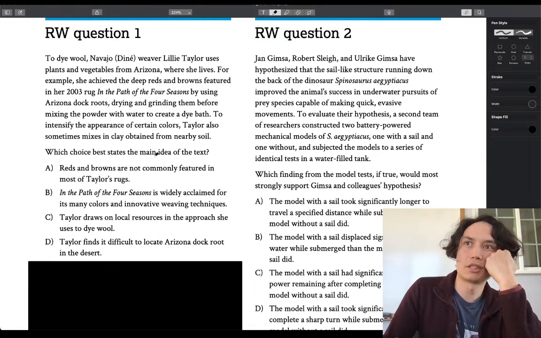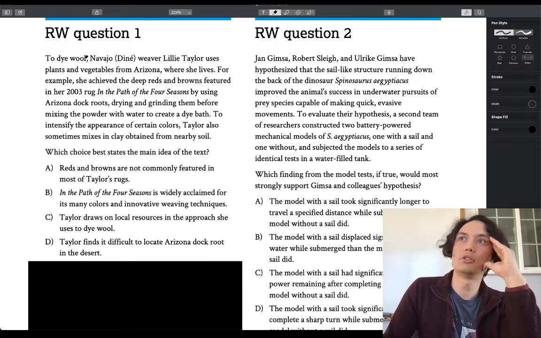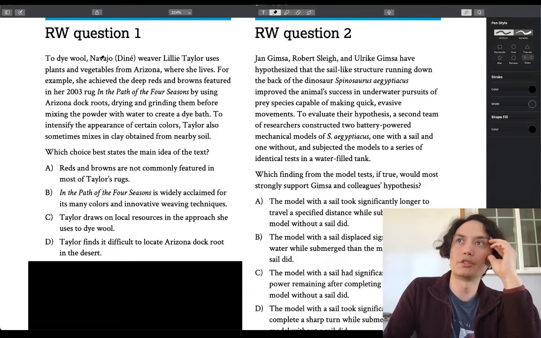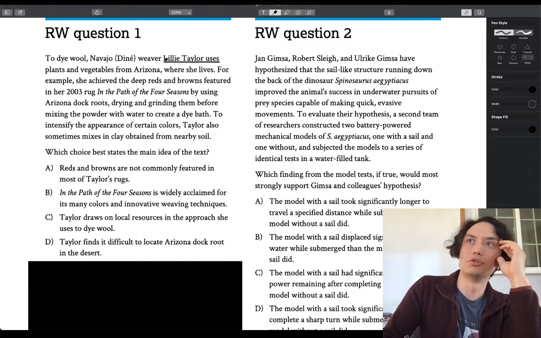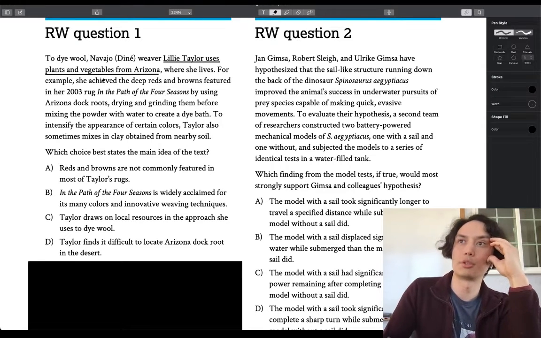All right, and I'm just going to look at the content here. Which choice best states the main idea of the text? To dye wool, Navajo weaver Lily Taylor uses plants and vegetables from Arizona where she lives. For example, all right, so this is already bigger than that, more main idea-y than this. For example, she achieved the deep reds and browns featured in her 2003 rug, blah, blah, blah, by using Arizona dock roots, drying and grinding them before mixing the powder and water into a dye bath, right? So far, it's that she uses plants and vegetables from Arizona. That's really cool. I doubt this is going to end up being the total main point, but so far, all of this is supporting the fact that she lives in Arizona and uses Arizona stuff.